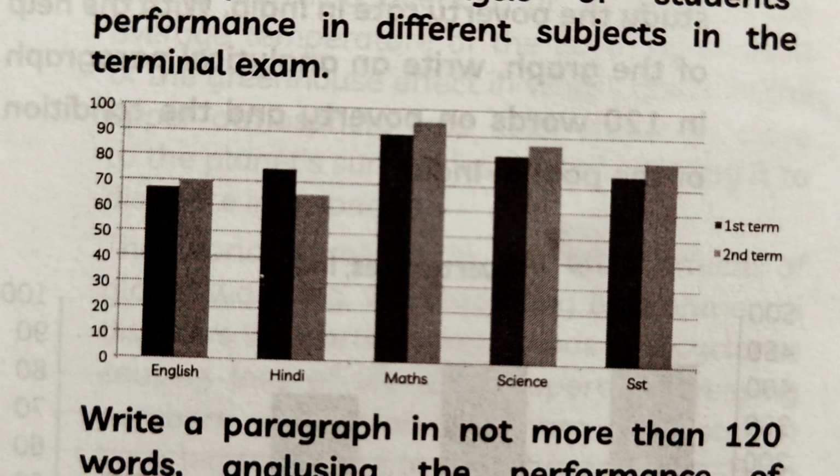examination in science shows that the performance of students was not so good in the first terminal, but in the second terminal they have done a good performance, because this bar is bigger than the dark bar, the lighter bar is bigger than the dark bar, right? Here the lighter bar shows good performance, meaning lighter means the second terminal examination.